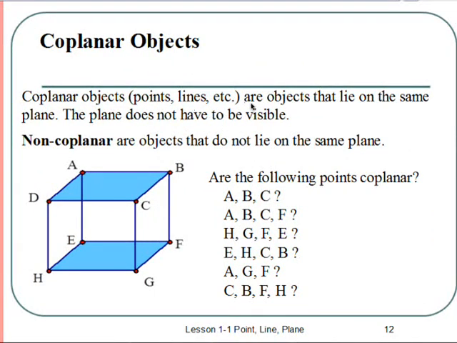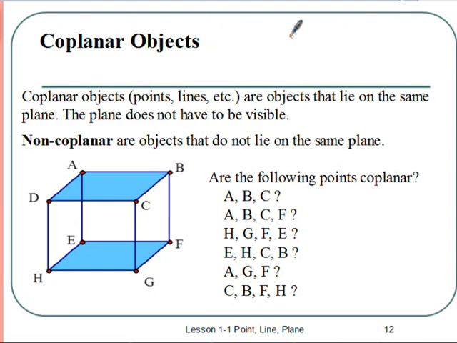Coplanar objects. So points and lines, objects that lie on the same plane, are coplanar. The plane does not have to be visible for things to be coplanar. Non-coplanar objects are objects that don't lie on the same plane. Pretty self-explanatory. So let's answer some questions. Take a second, pause the video right here. Take a second and answer these questions. Are the following points coplanar? Pause the video. Do it.